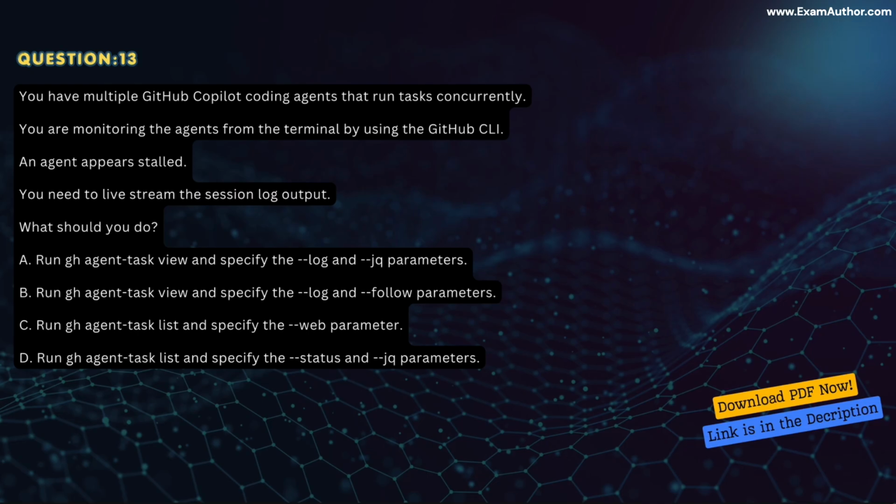A. Run gh agent-task view and specify the log and jq parameters. B. Run gh agent-task view and specify the log and follow parameters. C. Run gh agent-task list and specify the web parameter. D. Run gh agent-task list and specify the status and jq parameters. Correct answer B. Run gh agent-task view and specify the log and follow parameters.